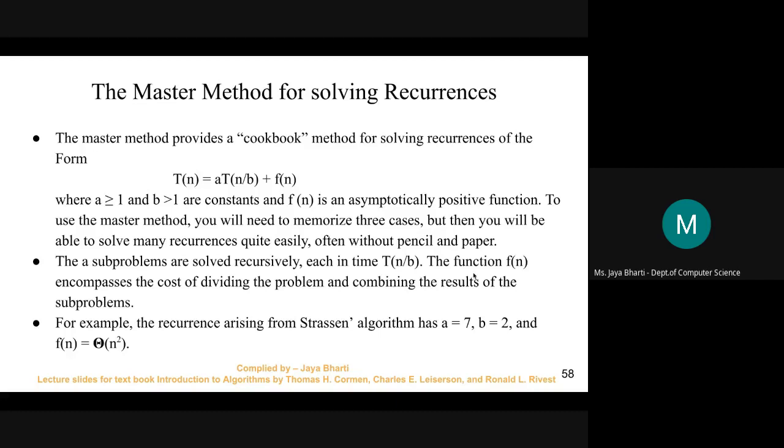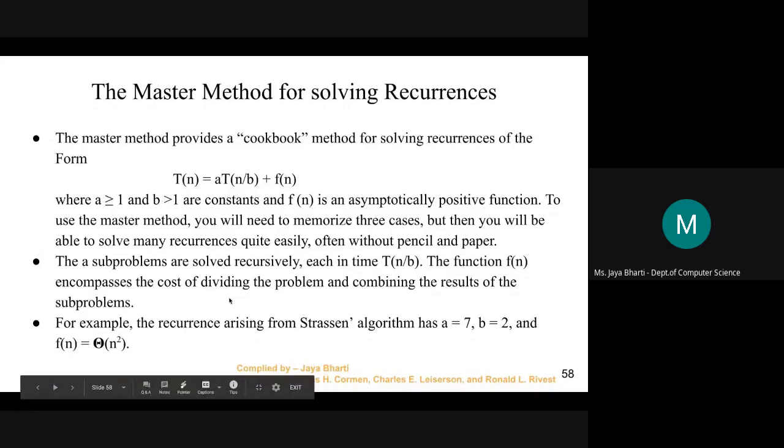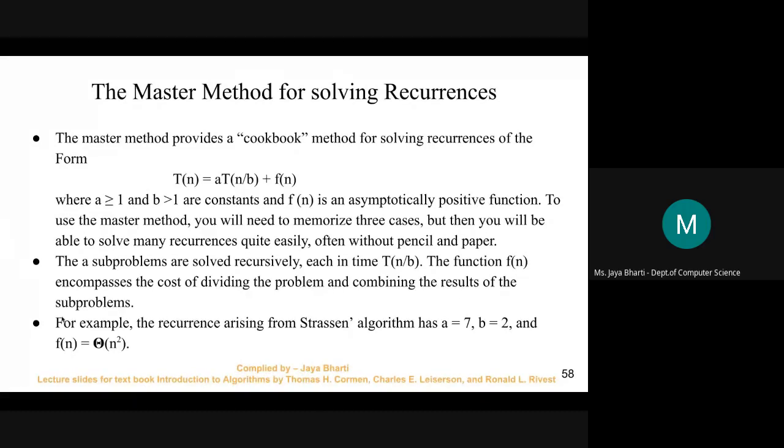And the function f(n), what is this f(n)? Because we are using the divide and conquer method, when we divide a problem into subproblems, solve them, and then combine them, the time taken to divide and then combine is the f(n). So f(n) encompasses the cost of dividing the problem and combining the results of the subproblems.